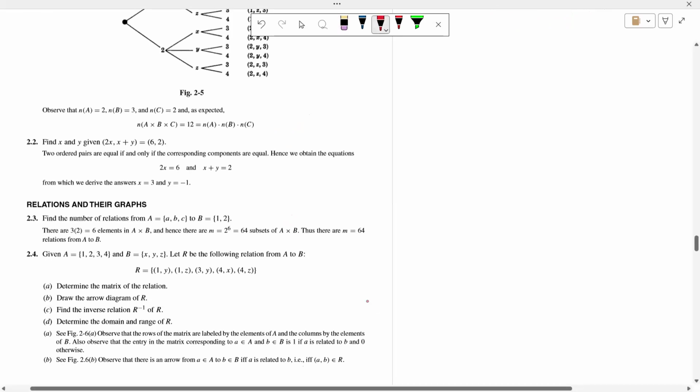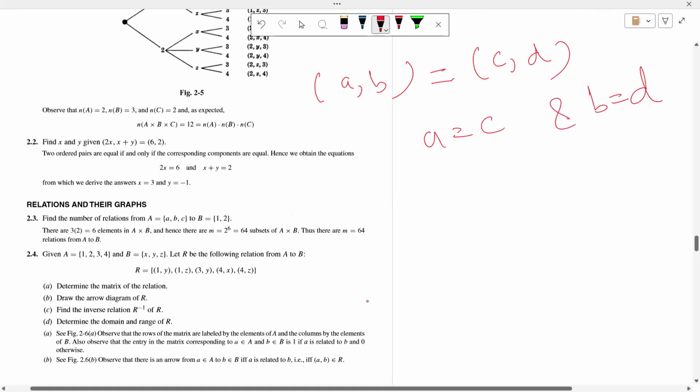They will ask you to find X and Y. We already know that the ordered pair A comma B is equal to C comma D when A is equal to C and B is equal to D. Then only it is true. Second question: they are giving two ordered pairs. 2x and x plus y is one ordered pair, and another ordered pair is 6 and 2. So if both ordered pairs are equal, we can directly say 2x is equal to 6.